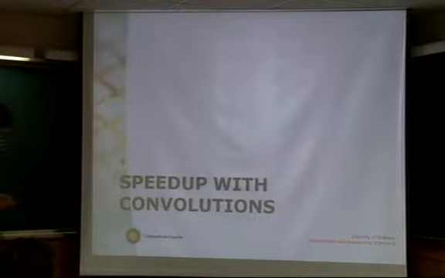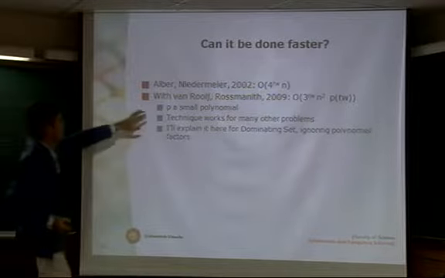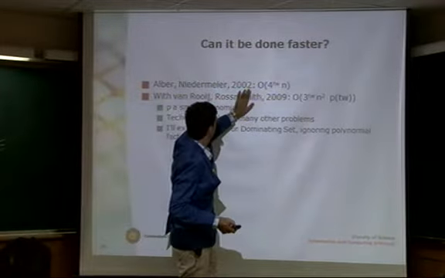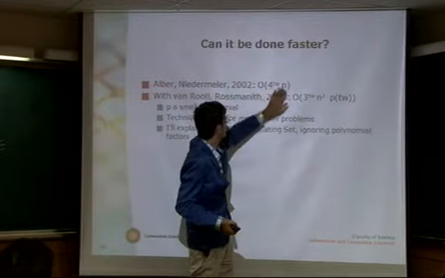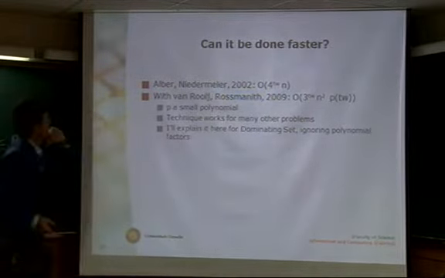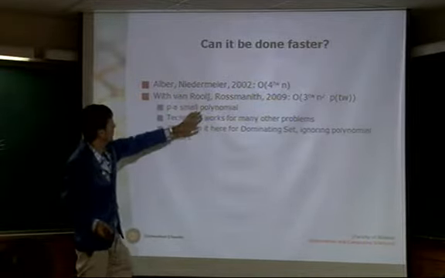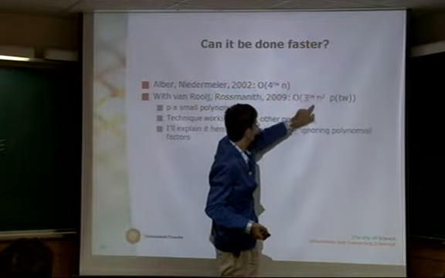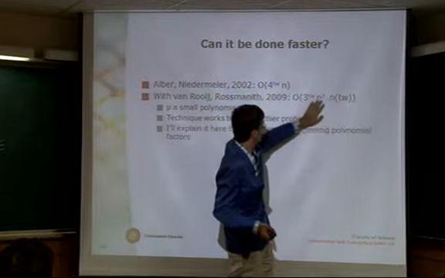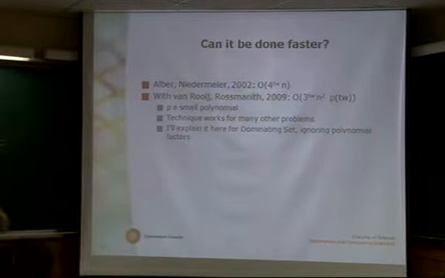So the classic algorithm was 5 to the tree width times linear. Then in 2002, Alber and Niedermeier showed that you can use a trick to get 4 to the tree width time. And then in 2009, together with Johan van Rooij and Peter Rossmanith, we showed that you can actually do 3 to the tree width time, but you pay a little bit more in the polynomial factor, actually a polynomial in the tree width and one factor of n.